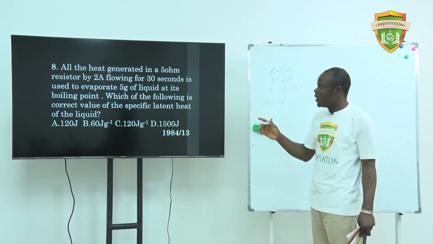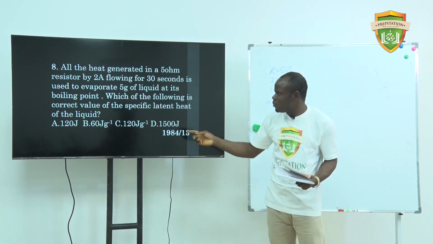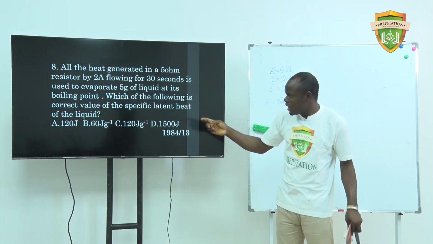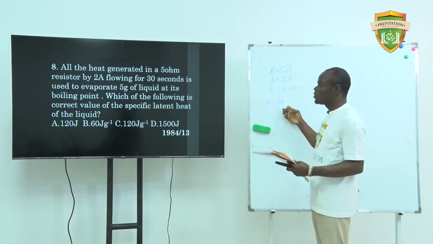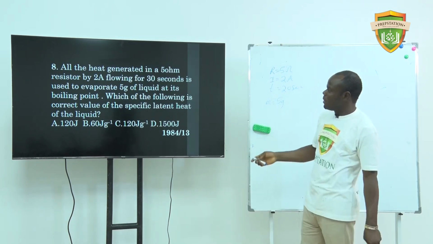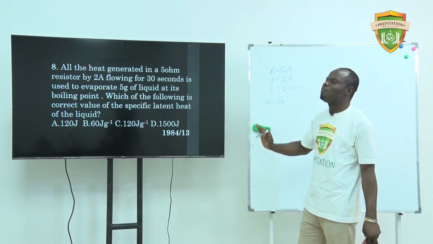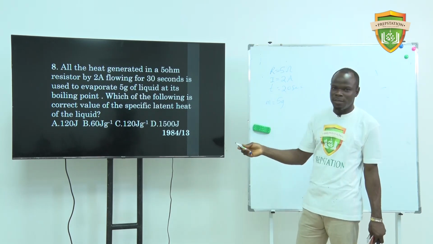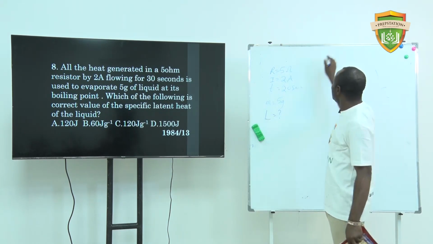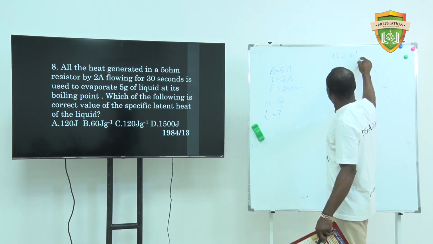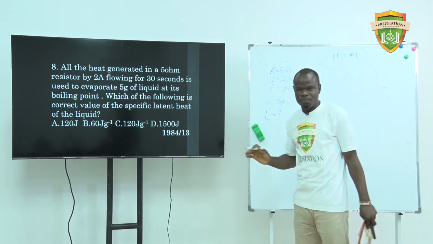Don't forget, we can work in grams. But why we're going to leave it in grams is the options that we are having. It's looking like, look at joules per gram. That tells you your answer should be left in grams. So leave your mass in grams. Don't tamper with it. So let's go. Which of the following is correct value of the specific latent heat of the liquid? Specific latent heat is represented with L. Don't forget that latent heat is mL. And the L can be fusion or vaporization.